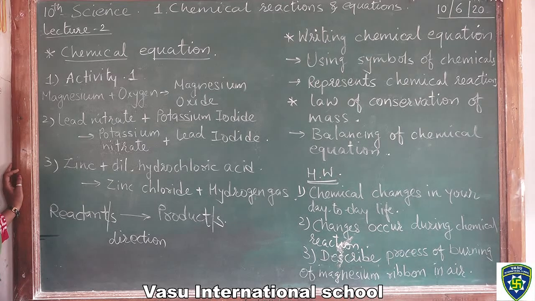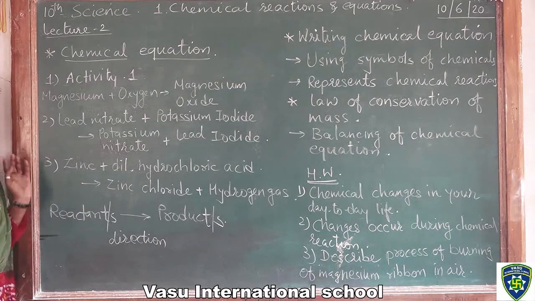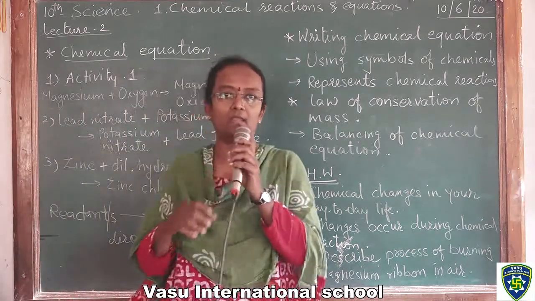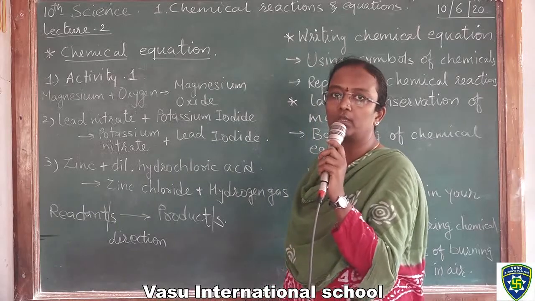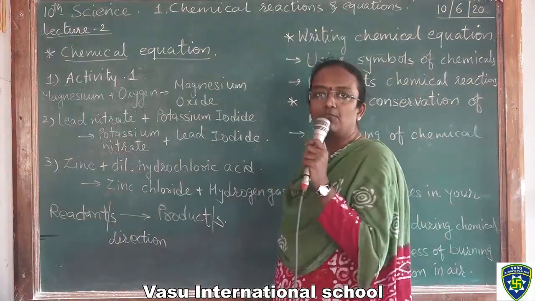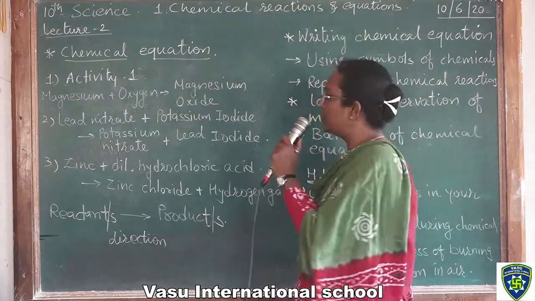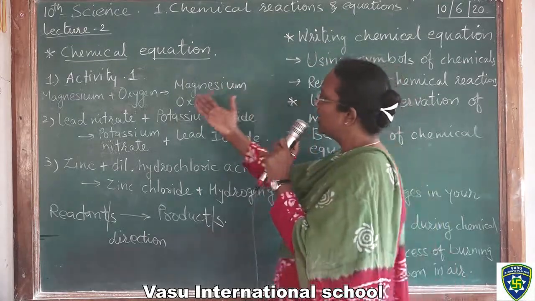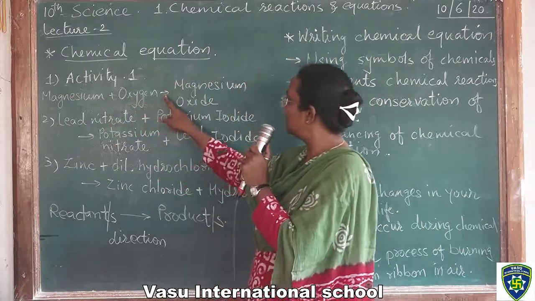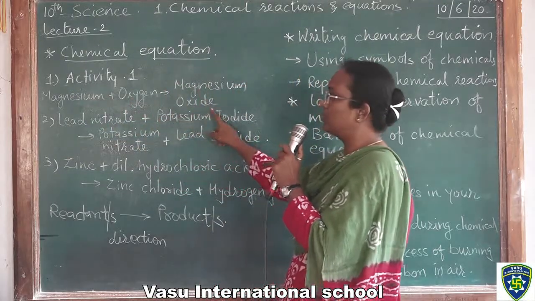So yesterday we saw activity 1: when a magnesium ribbon is burned in air, in open air, we get a white powdery form, magnesium oxide. We can write it in short form like magnesium plus oxygen gives magnesium oxide.